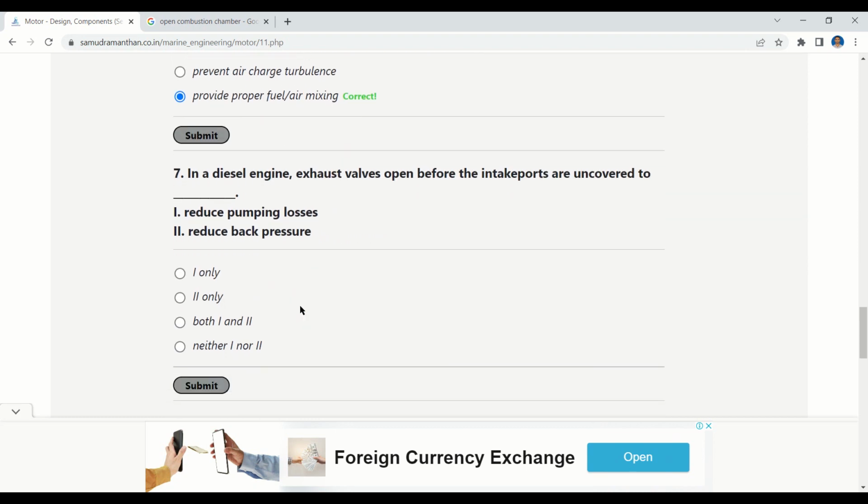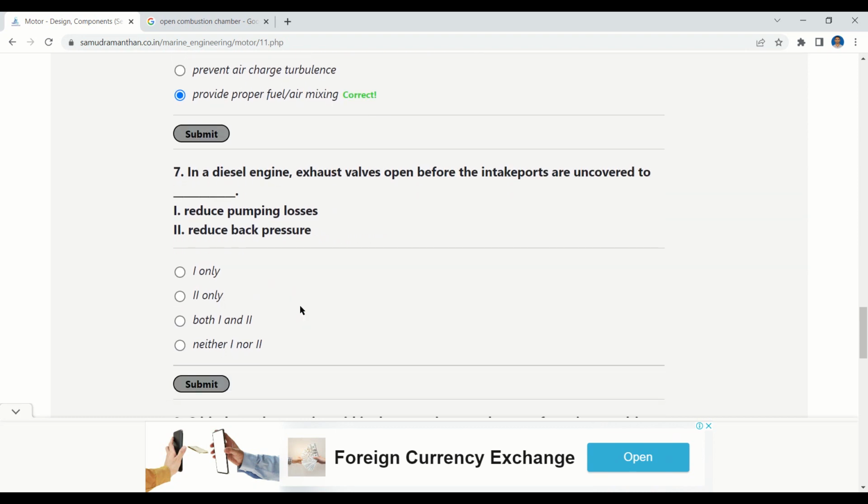In a diesel engine, the exhaust valve opens before the intake ports are uncovered, and the options are reduced pumping losses, reduced back pressure. Both options are correct.